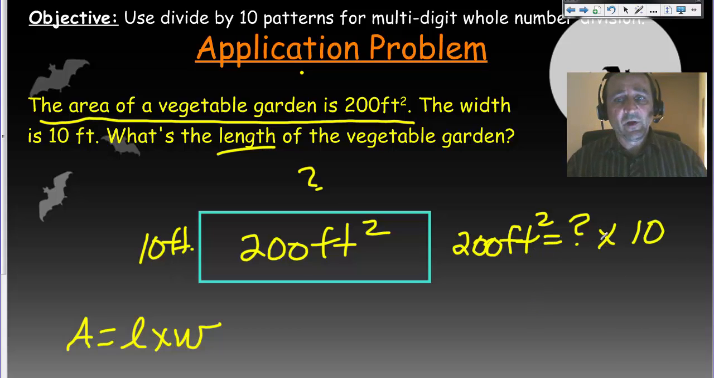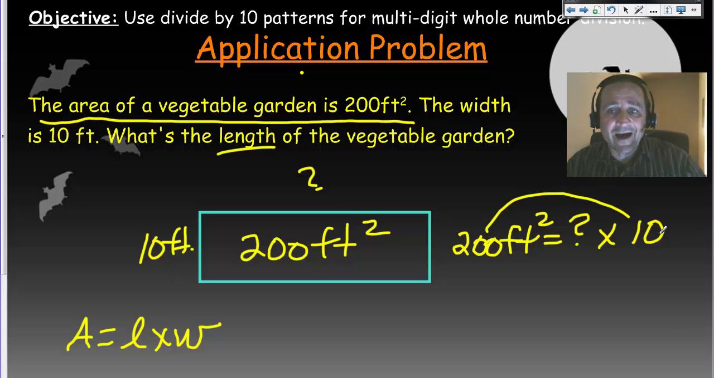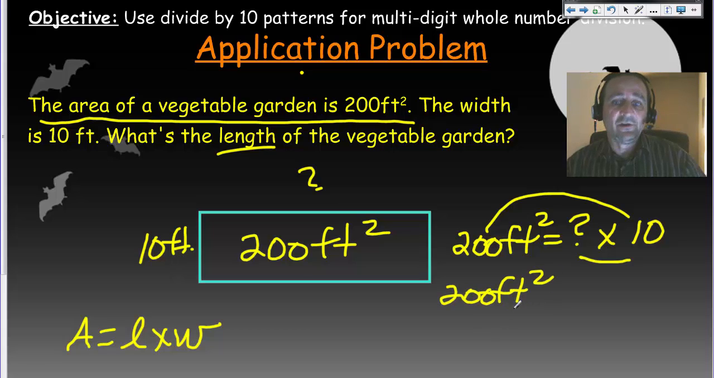Or, in other words, since the length times width is equal to 200 feet squared, well, the commutative property says that it doesn't matter what the order is of these two terms when we multiply. So we could actually do the same thing when we divide. We could take 200 feet, divide by 10 to get the length. I know, pretty sneaky. So I'm going to go ahead and do that, divided by 10. Therefore, it's going to give us the length.